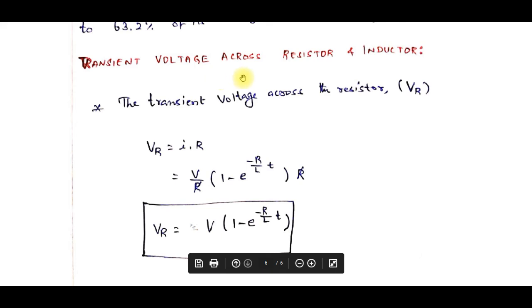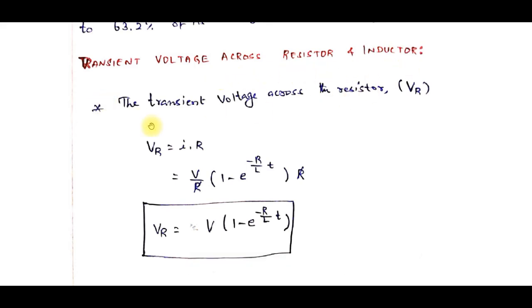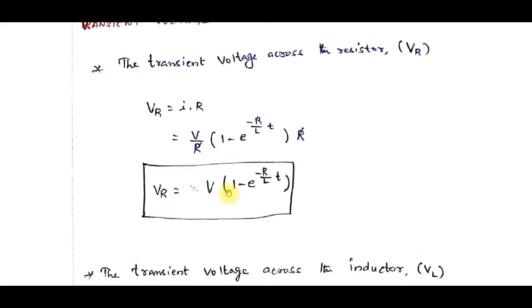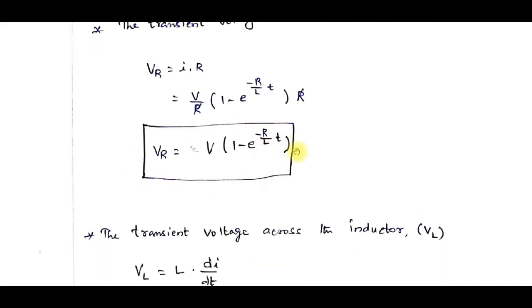So, the transient voltage across the resistor and inductor. The transient voltage across the resistor will be VR. So VR equal to I into R, we know. So substitute the I of t value here: V by R into 1 minus e power minus R by L into t, into R. Here R and R will be cancelled. So VR equal to V into 1 minus e power minus R by L into t. So this is the transient voltage across the resistance.